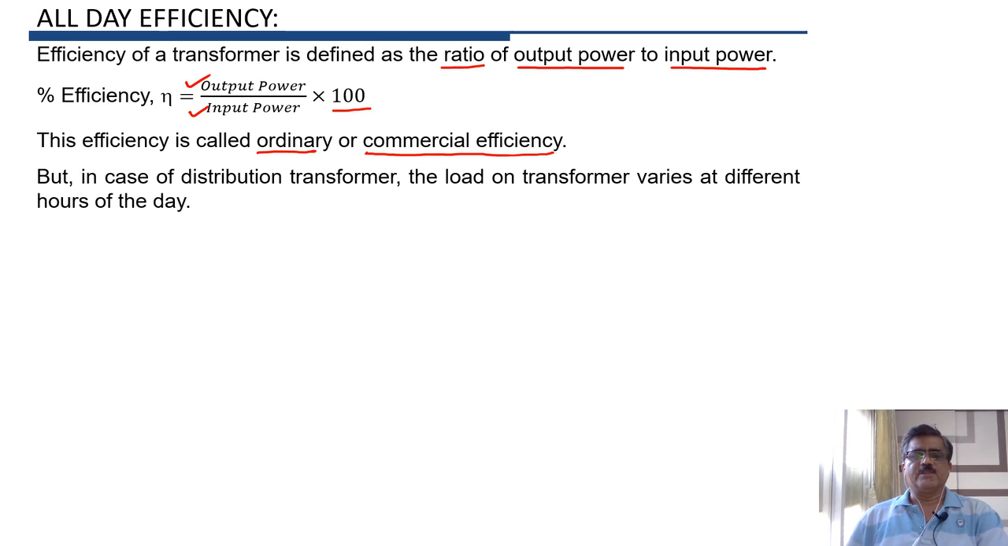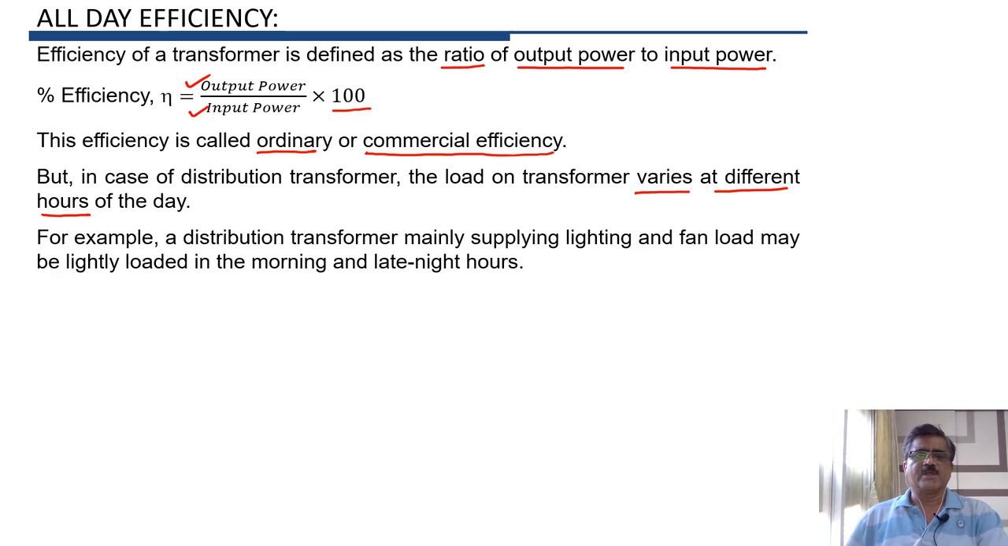distribution transformer the load on secondary side is not constant, but this load varies at different hours of the day. For example, if the distribution transformer is mainly used for supplying lighting load and fan load, then the transformer may be lightly loaded in the morning. So in the early morning period the load on transformer is very low. The load may also be low during late night hours, whereas during evening the load will be maximum.